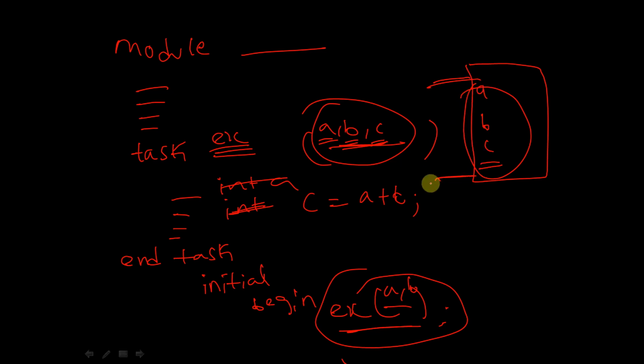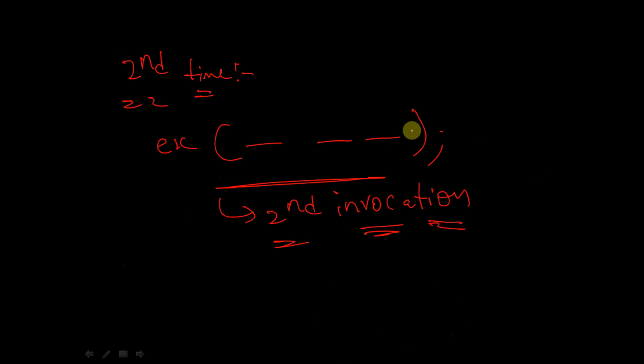So when we call the task for the second time, the modifications will be done on the same variables only, because the same memory is being used. So this is the static task. By default, all the tasks in SystemVerilog are static. If you declare any task in a module, it will be static by default.